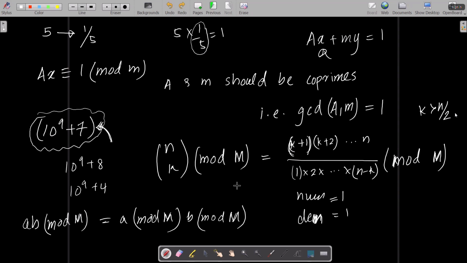Then you can calculate the binomial coefficient modulo m very efficiently, because instead of dividing by 5, we can actually multiply by 1 over 5. So if something has a multiplicative inverse, instead of dividing by that thing, we can multiply by its multiplicative inverse. We can use the same trick here, so it will optimize the code. That is a trick that I use.